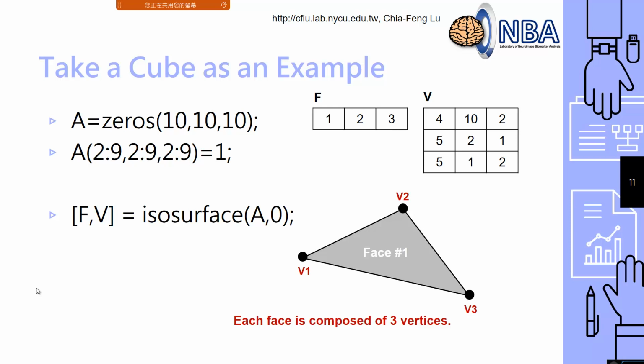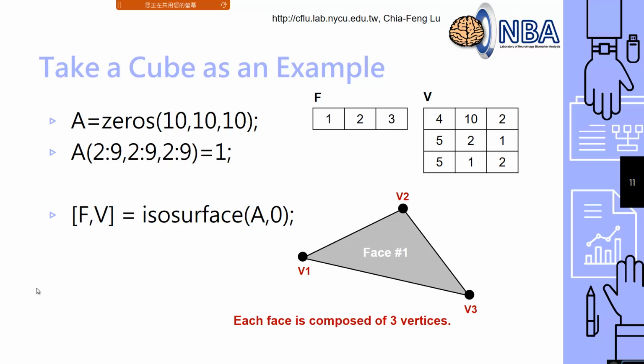For the very first line, I try to create a zeros volume with a size of 10 by 10 by 10. So it's a three-dimensional matrix, but only has 0 inside, right? For the second line, you can see I try to set the value of a part of the region to be 1. So for the second to ninth row, second to ninth column, second to ninth slice, the value is changed to 1. Okay, you can see right here.